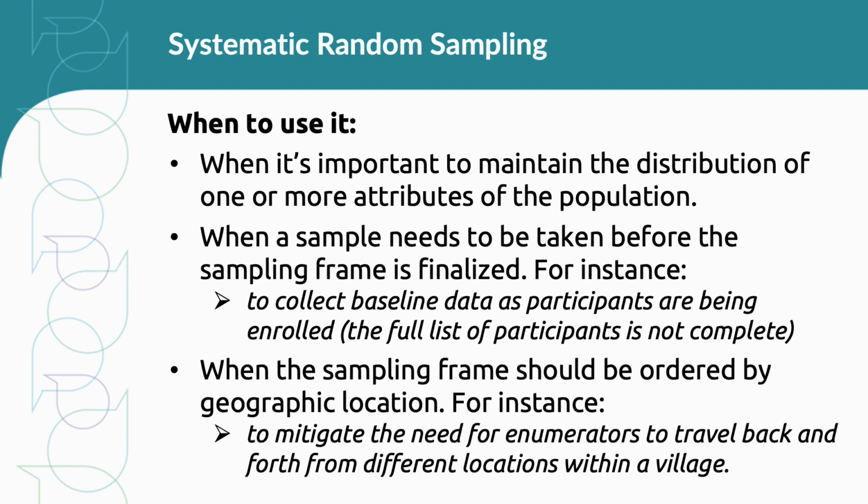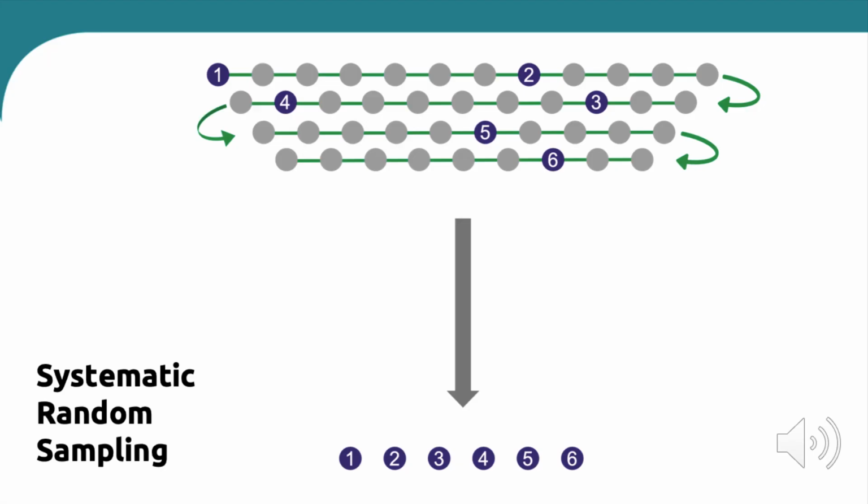Systematic random sampling can also be used to mitigate the need for enumerators to travel back and forth from different locations within a village. Here's a diagram that graphically depicts systematic random sampling.